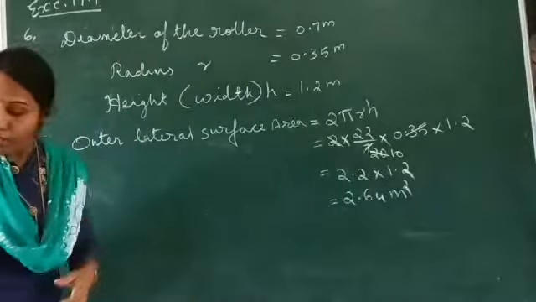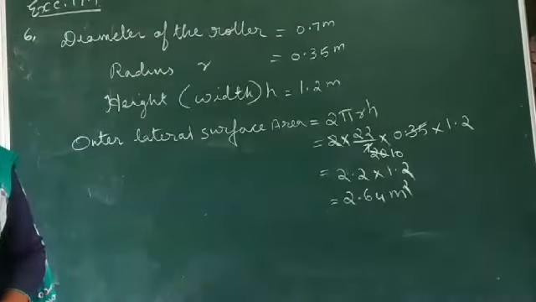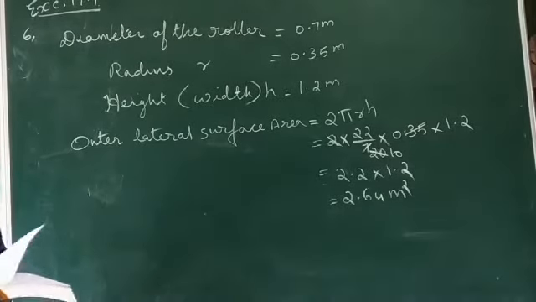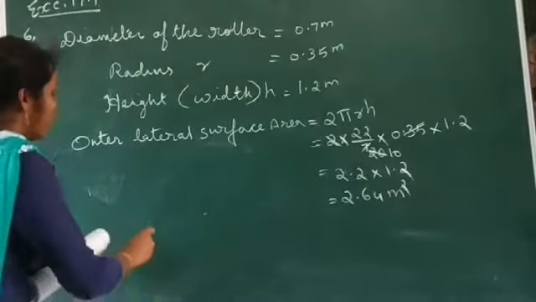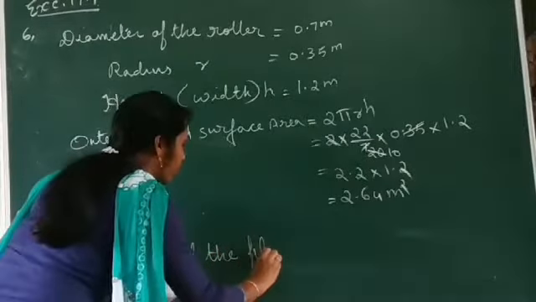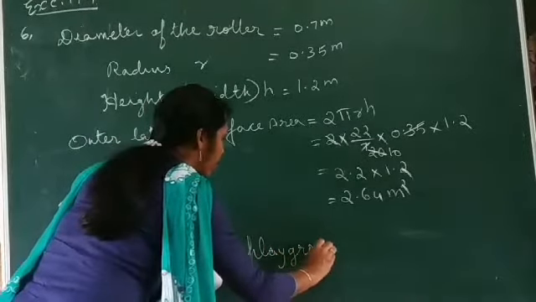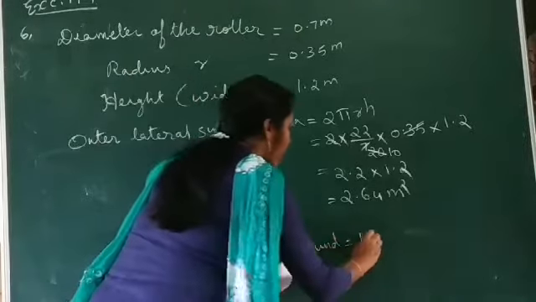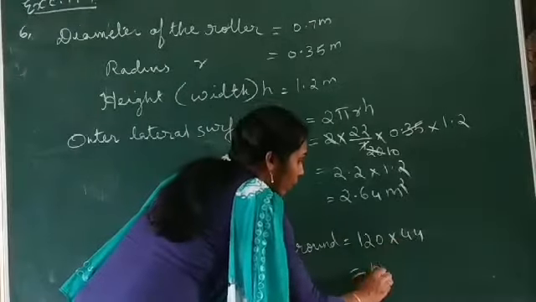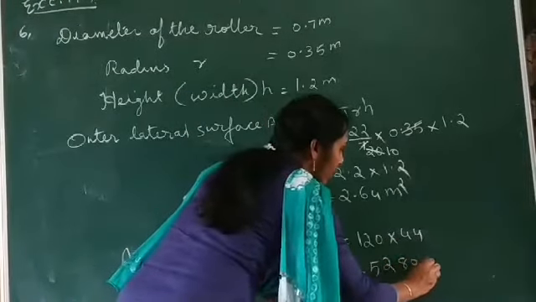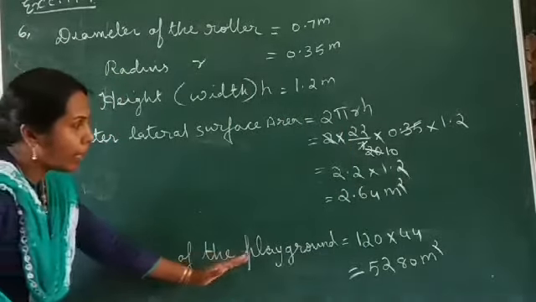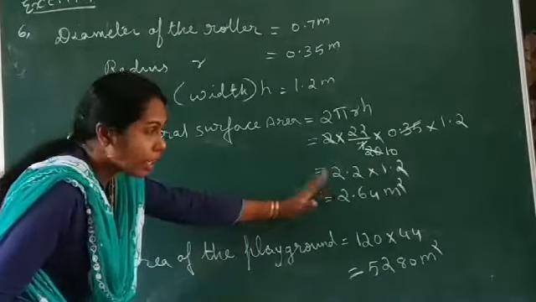Now we have given the dimensions of the ground, that is 120 meter by 44 meter. So area of the playground is equal to 120 into 44. Multiply 120 into 44, we get 5280 meter square. To find out the number of revolutions, we have to divide the area of the playground by the lateral surface area of the roller.